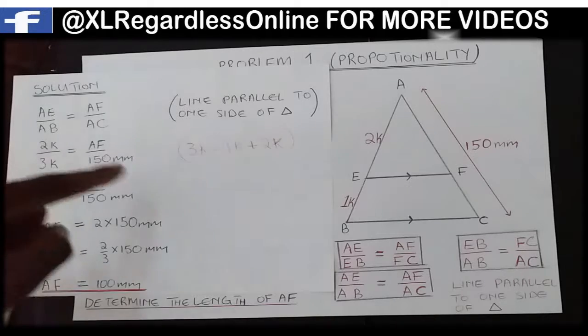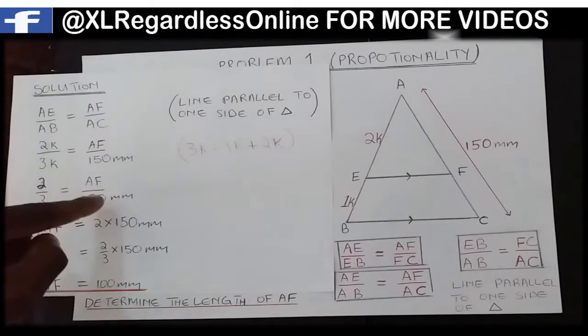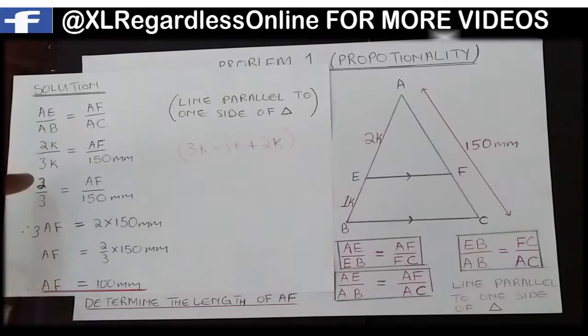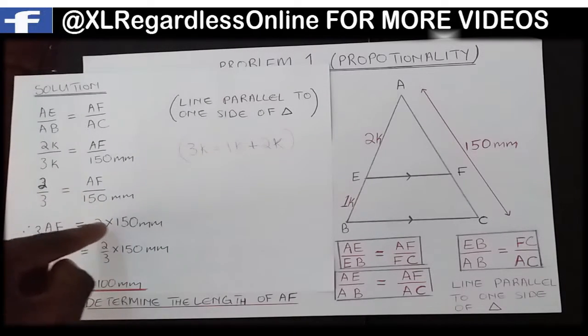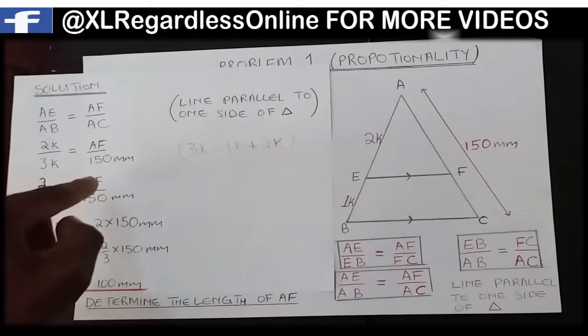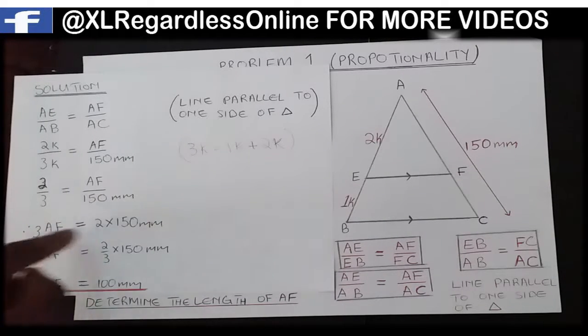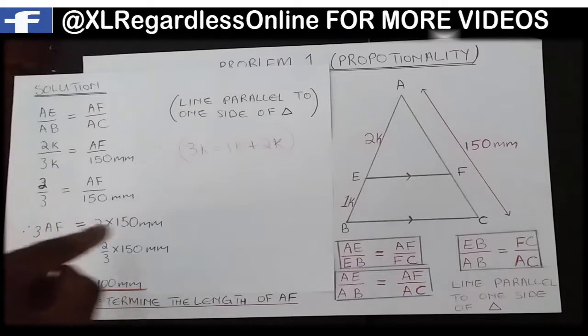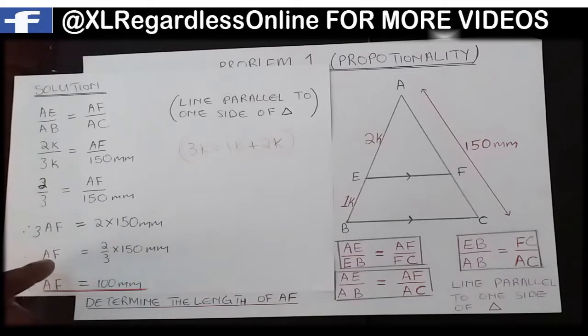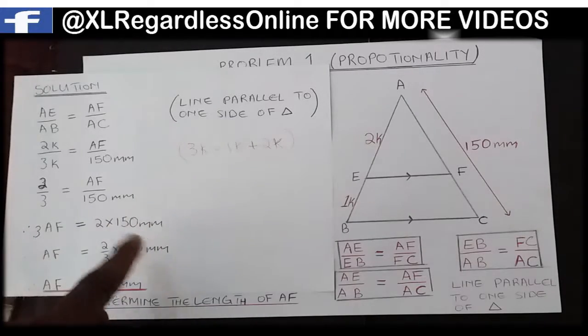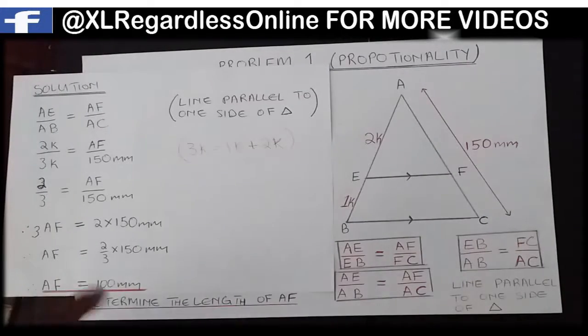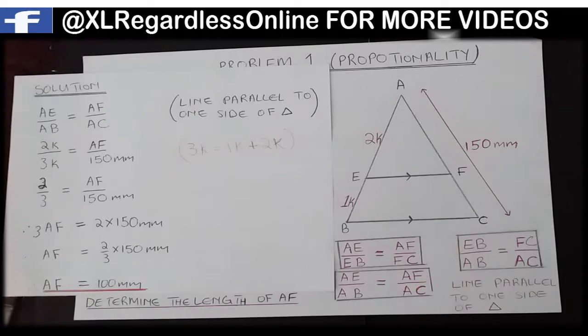And then when we work this one out, what are we going to do? We are going to cross multiply here. Going to multiply 2 by 150. We'll just write it like that. And then when we multiply AF by 3, we'll just write it 3 AF. And then from there, what are we going to do? Because we want AF, we are going to divide by 3 on both sides so that we can be left with AF. And then this, you just click it on your calculator. You get that AF is equal to 100 millimeters. So that's the procedure. That's the strategy in solving these proportionality problems. Thank you.